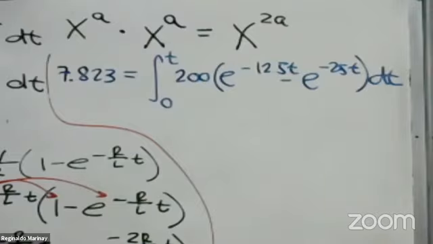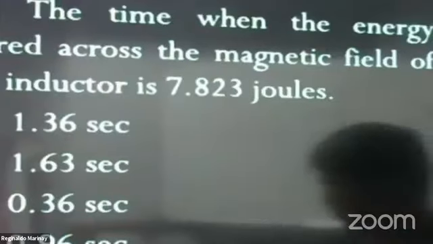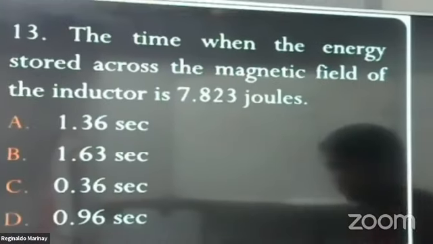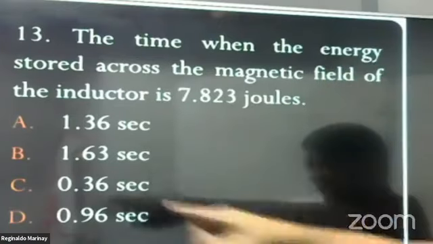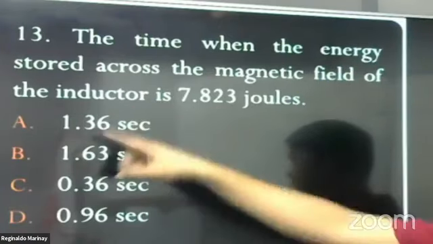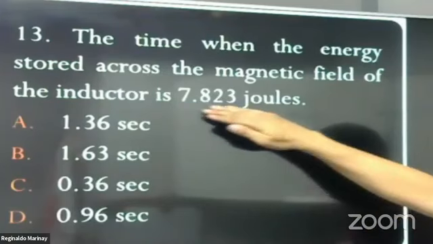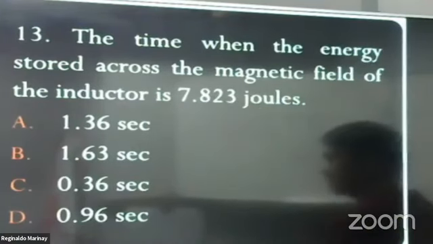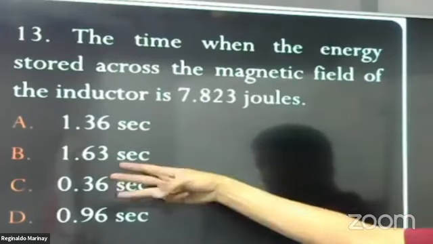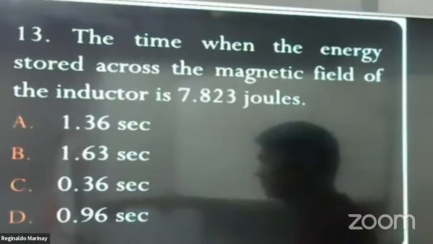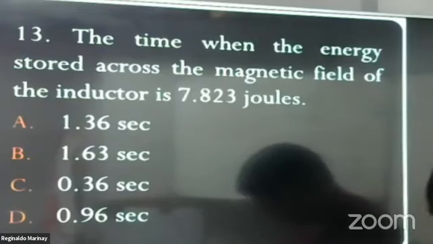Okay, let's go back here. What value, if you substitute this second into the integral from 0 to t, will give you the value of 7.823 in your calculator? Is that A, B, C, or D? What's the answer, guys? Please raise your hands.